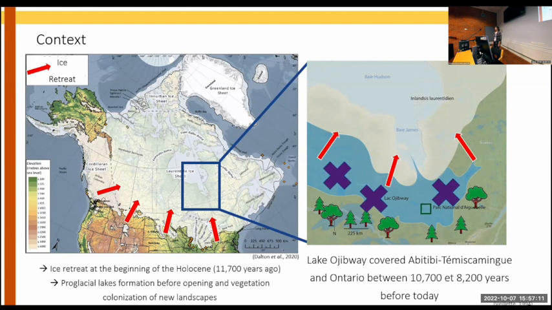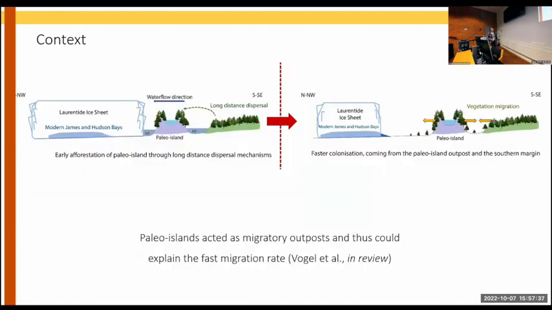But the paleoecological studies of this area showed a fast arrival of the spruce species and a rapid migration rate, even faster than what was expected. That is called the paradox of Reid. Fortunately, we have found the answer, because on Lake Ojibway there were some islands. And in the first chapter of my PhD, we proved that the paleo-islands could have acted as migratory outposts.